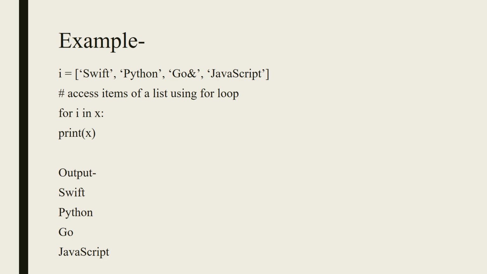Here is a simple example of a for loop. First we are creating a list X with the values Swift, Python, Go and JavaScript. Then we are using a for loop, written as for I in X, to access the items of the list, and then we are printing I. So we get the output as Swift, Python, Go and JavaScript.